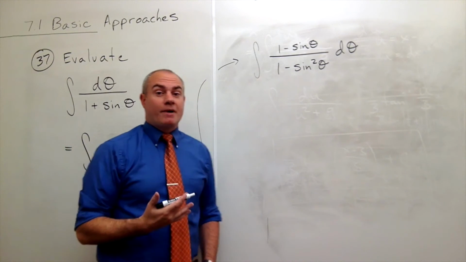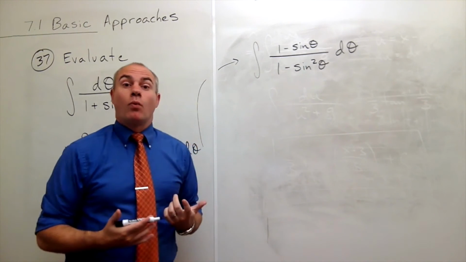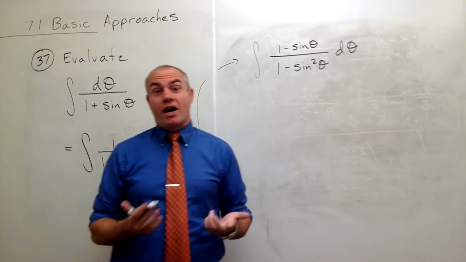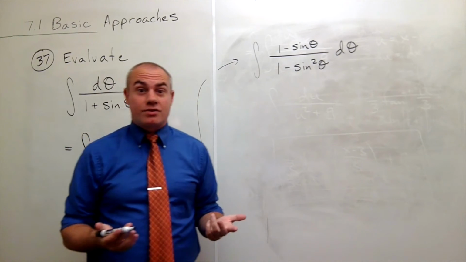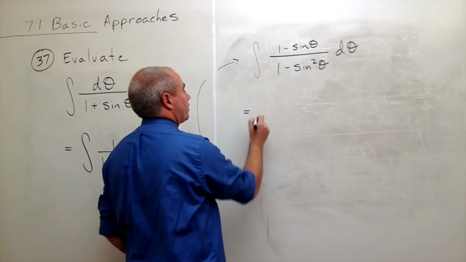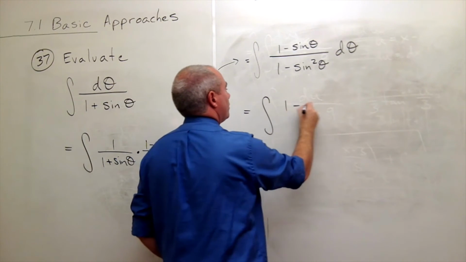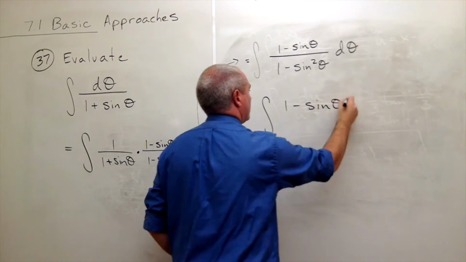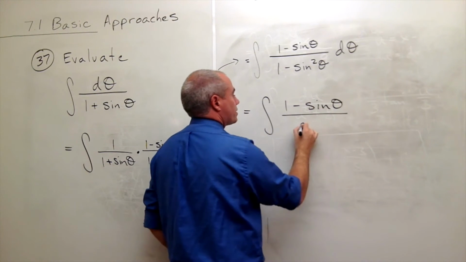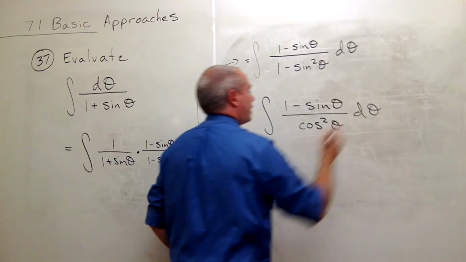What's kind of nice about this is on the bottom I have 1 minus sine squared of theta, but 1 minus sine squared of theta is otherwise known as cosine squared of theta. So I can replace the bottom with cosine squared of theta. So I get the integral of 1 minus sine theta divided by cosine squared theta d theta.